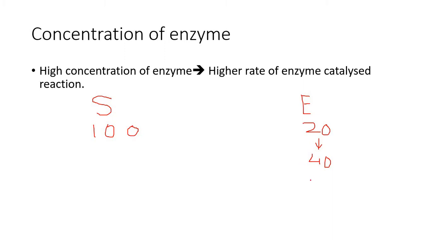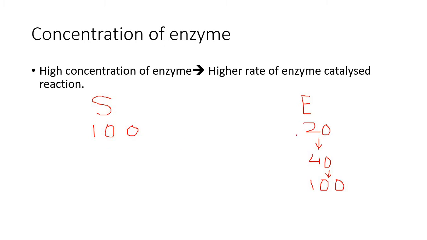Then similarly, if we just go on increasing, and let us say that we have 100 molecules of enzyme. We have increased the concentration of enzyme to 100 molecules. So in that case, every substrate molecule will be able to bind the enzyme. So hence the rate of reaction will further increase.